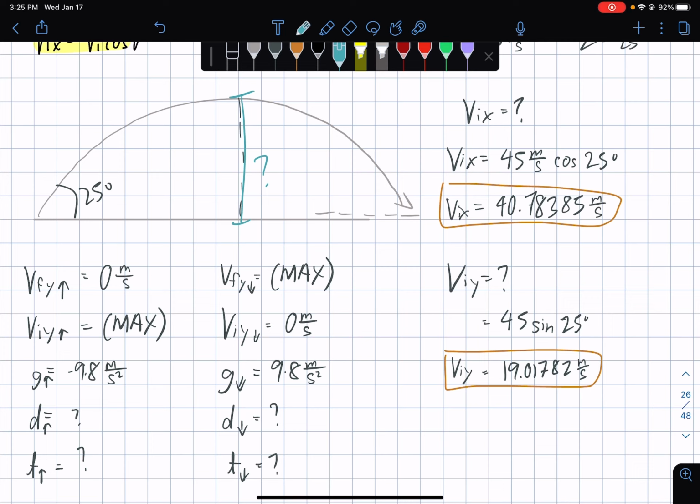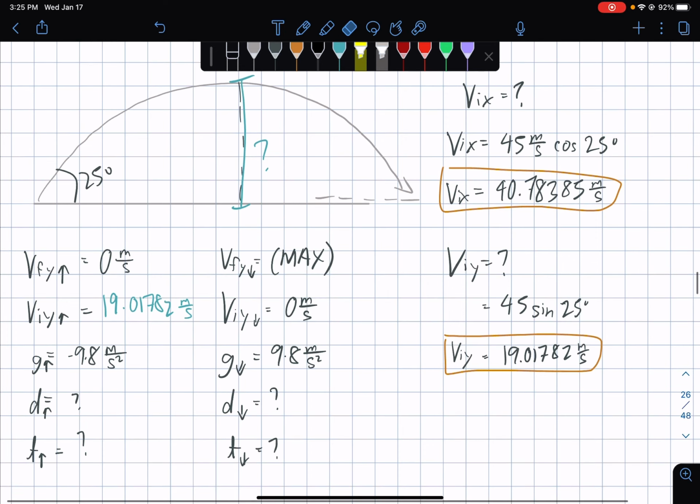So for VIY, we've already found the value, which is equal to 19.01782 meters per second. For VFY, hmm, yeah, it's the same thing. I am yet to know what factors can influence the potential need for making those two values different, this and this.